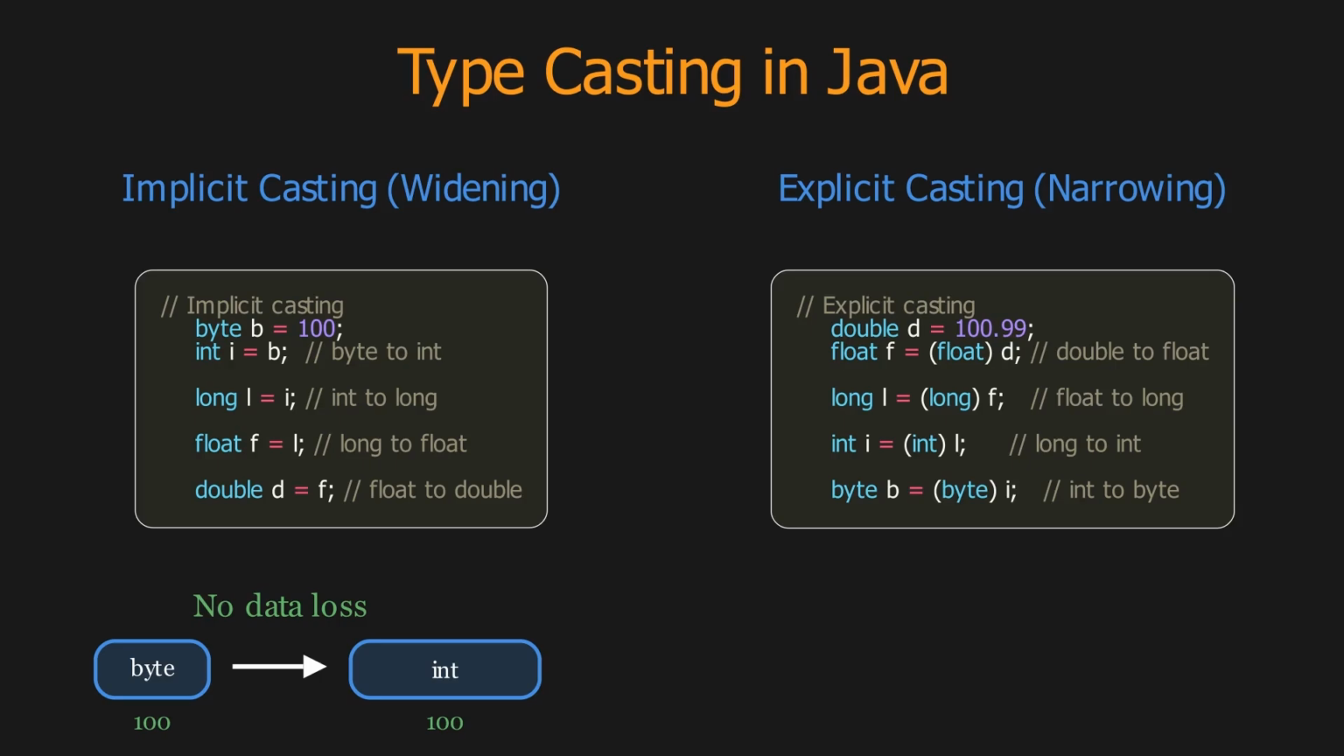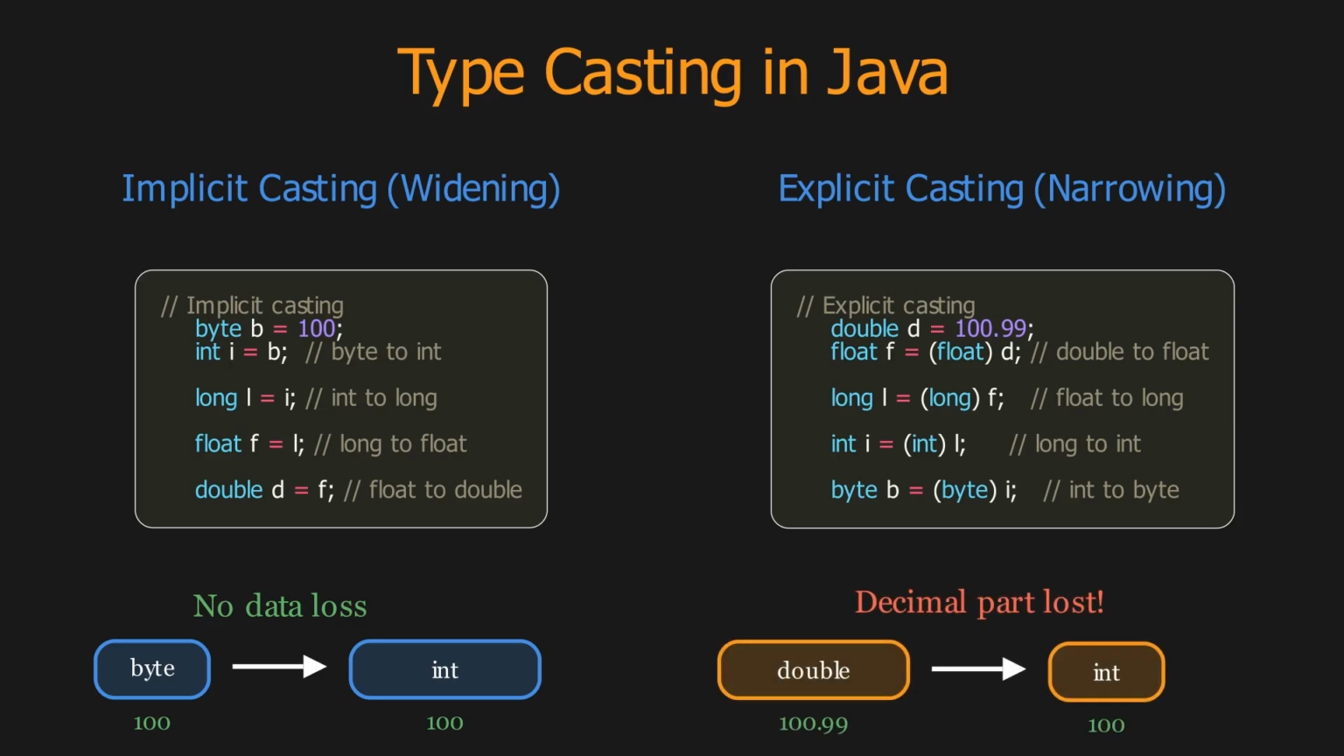Explicit casting, or narrowing conversion, is required when you convert from a larger data type to a smaller one. For instance, to convert a double to a float, you must use explicit syntax like (float) d. This tells Java that you're aware data might be lost, but you want to proceed anyway. The cast operator in parentheses effectively says, I know what I'm doing here.